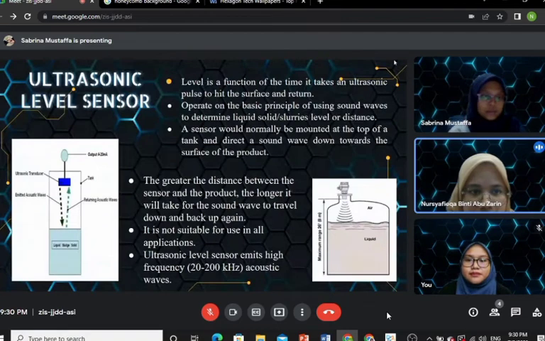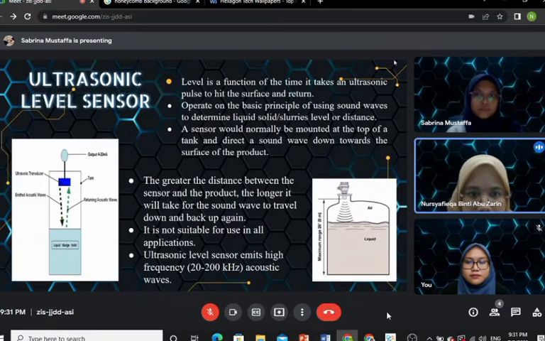This is an ultrasonic level sensor. The function of it is to measure the time it takes an ultrasonic pulse to hit the surface and return. It operates on the basic principle of using sound waves to determine liquid or solid level or distance. A sensor would normally be mounted at the top of a tank and direct a sound wave down towards the surface of the product. The greater the distance between the sensor and the product, the longer it would take for the sound wave to travel down and back up again.